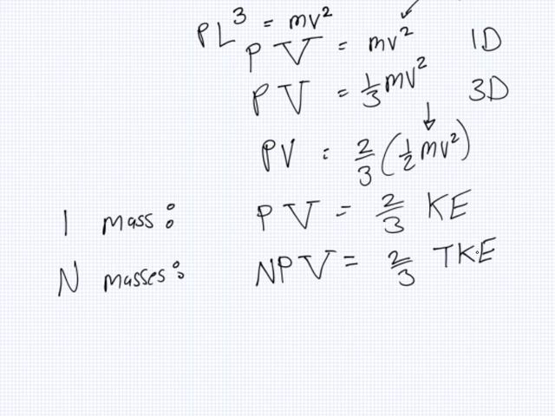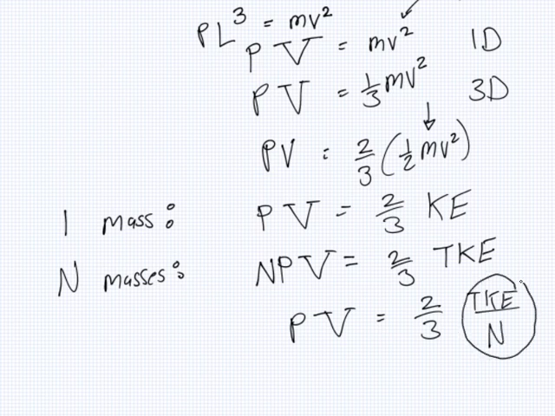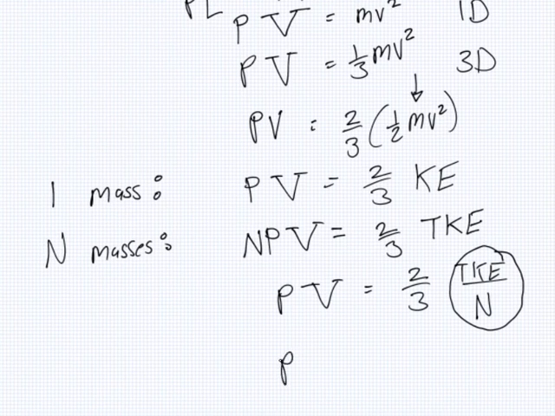Now, I don't really want an n in my formula because I have no idea what n could be. It'll be a big number. So I'll divide by n. Total kinetic energy over n. Now this becomes quite interesting. What is this? The total kinetic energy divided by the number of particles. Average kinetic energy. So PV equals 2/3 average kinetic energy.